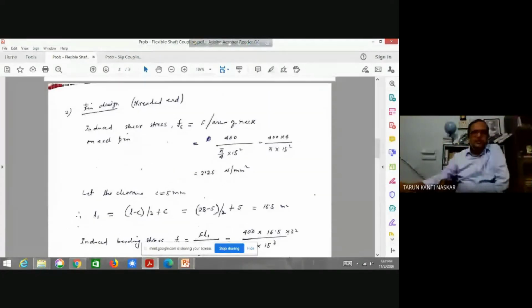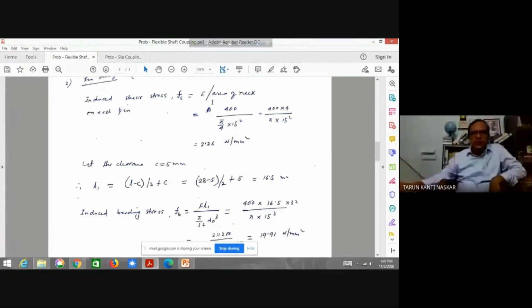Now the design of the pin. The pin has two ends, one is the threaded end, and that threaded end is designed against shear stress. Fs equal to F divided by the neck area, that is pi by 4, 15 square, where 15 we have found out. So Fs is equal to 2.26 Newton per millimeter square.